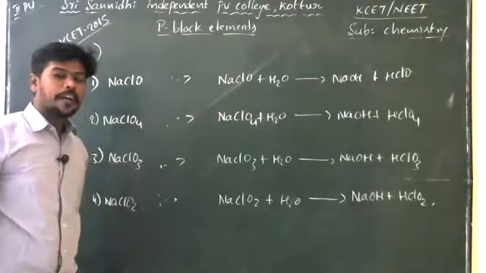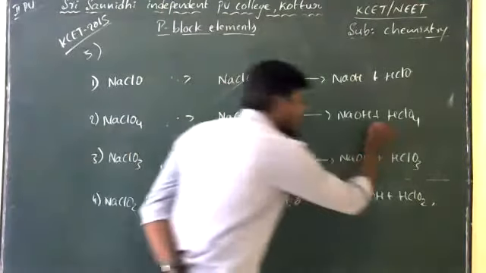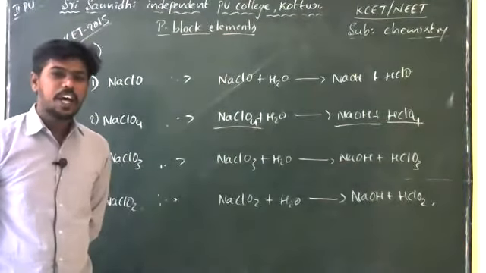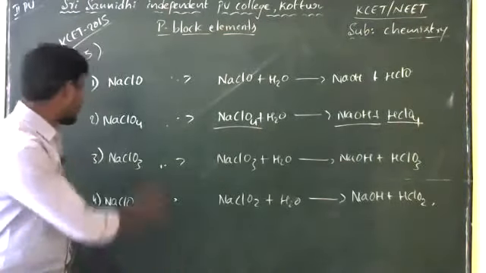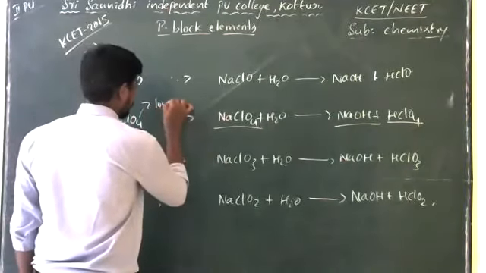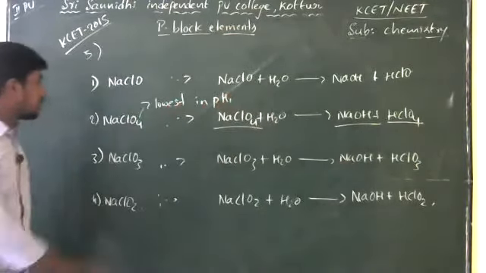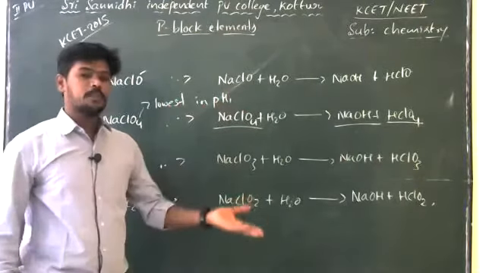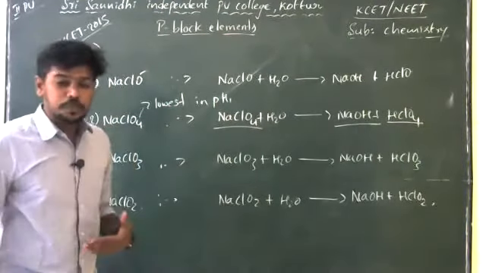So which one has the lowest pH in the KCET? This compound can have the very lowest pH, being highly acidic in nature. And among these, this one has the highest pH. So they may ask which one is the lowest pH, or which one is the highest pH.